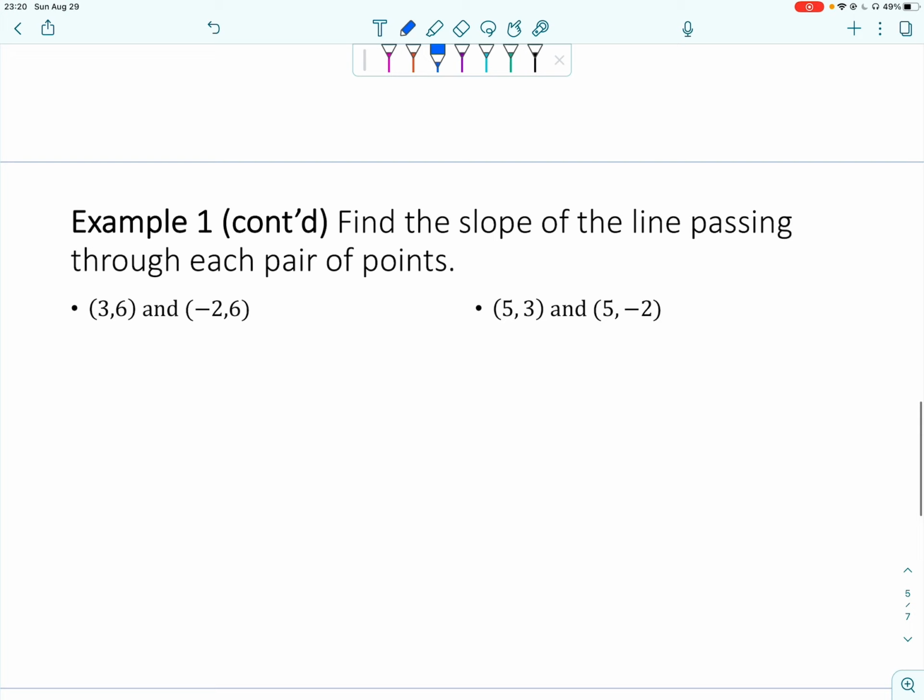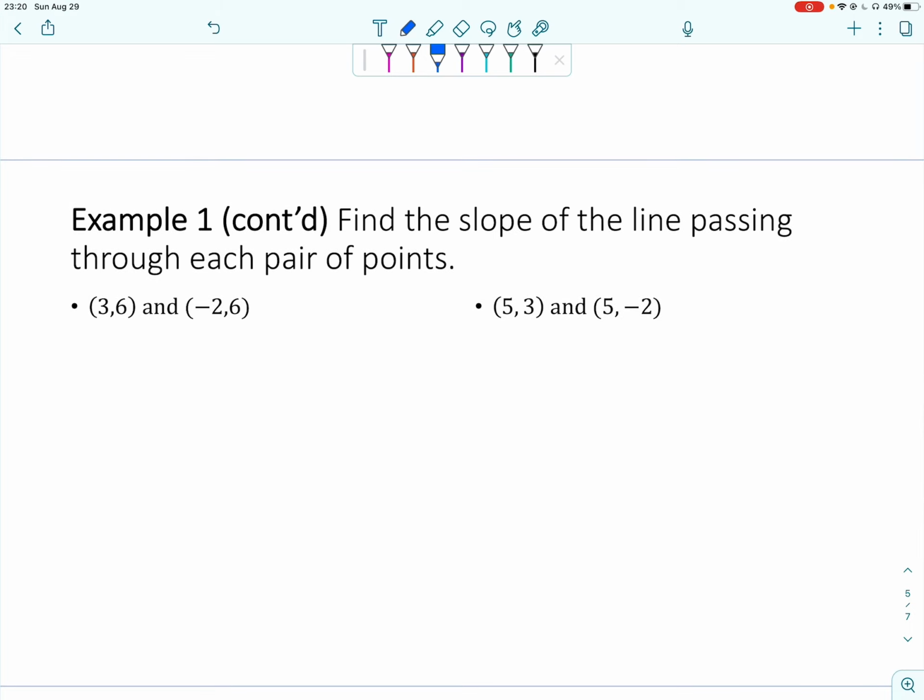Couple more examples. 3, 6 and -2, 6. So x1, y1, x2, y2. 6 minus 6 over -2 minus 3. That becomes 0 over -5. 0 divided by anything is 0. You can have 0 on top, that's fine.